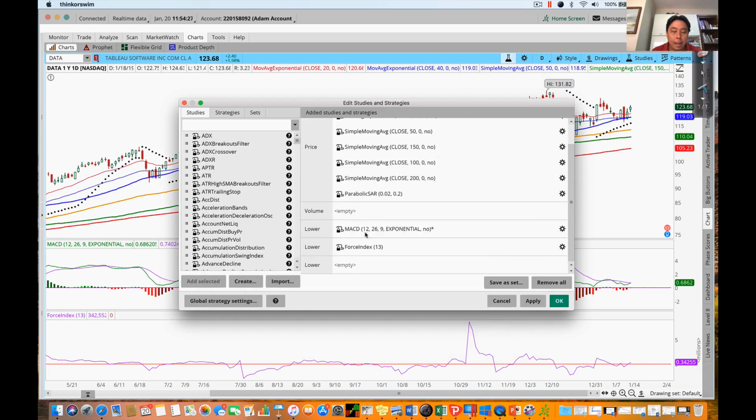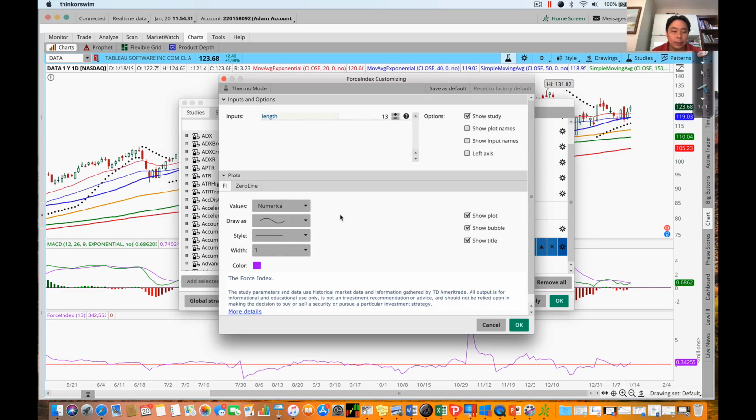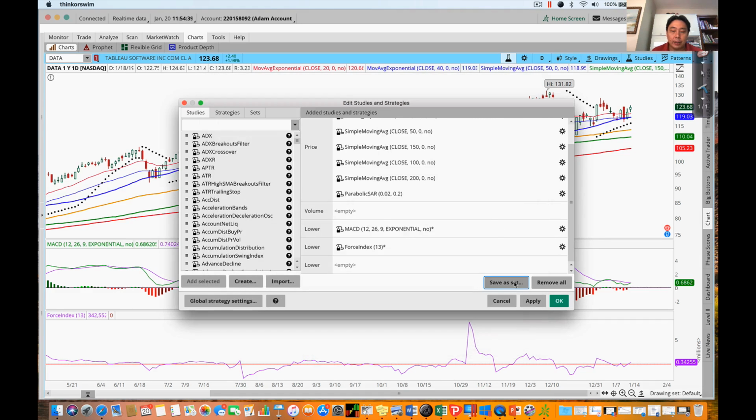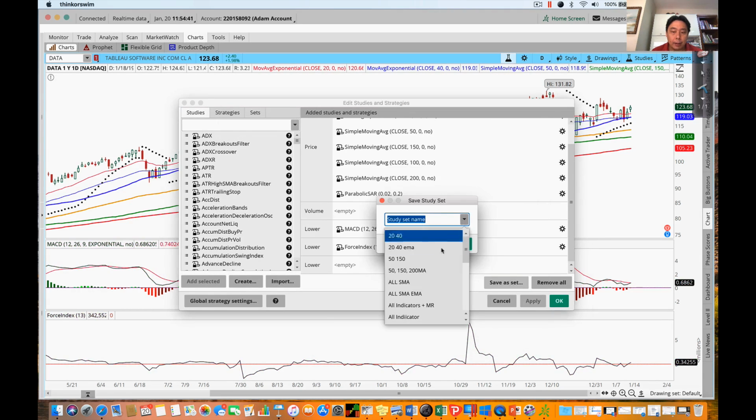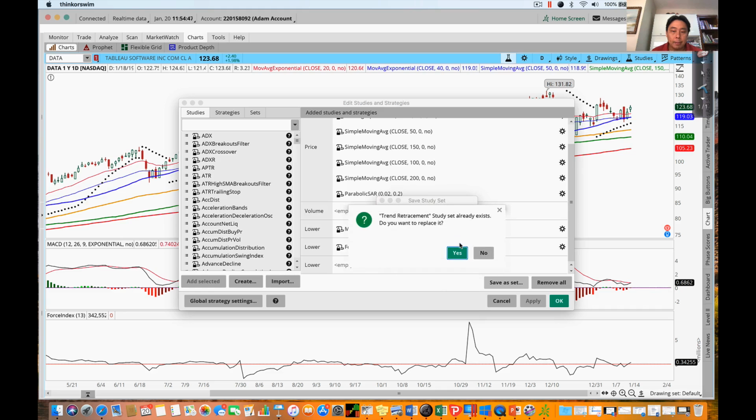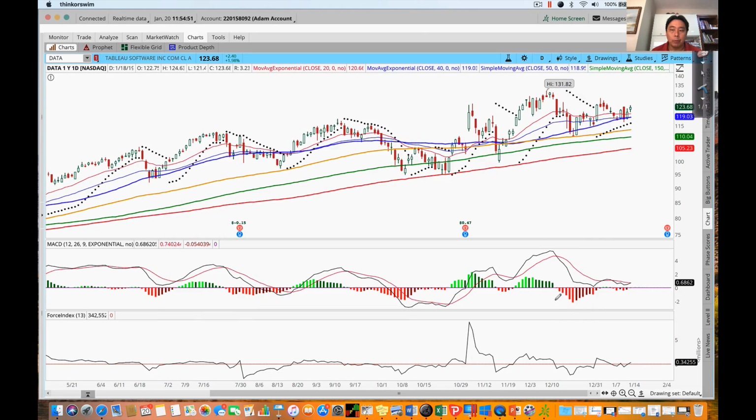For force index, again, I'm just going to change the color because I'm used to black. I like black, so I'm going to change it to black. For the force index, click OK, and I'm going to save it again. Already saved it. Trend retracement. Yes, I want to replace that. Good, we're good to go.